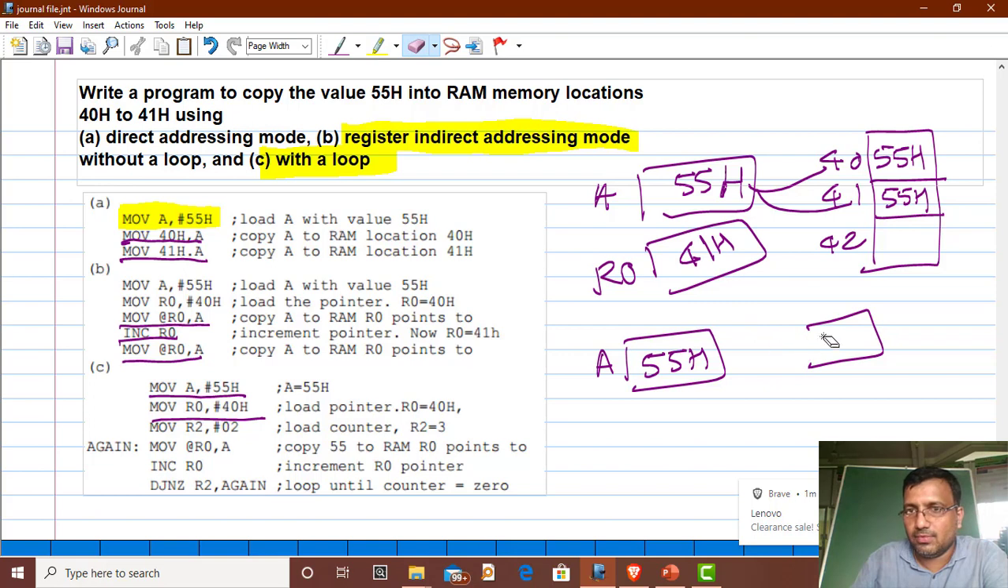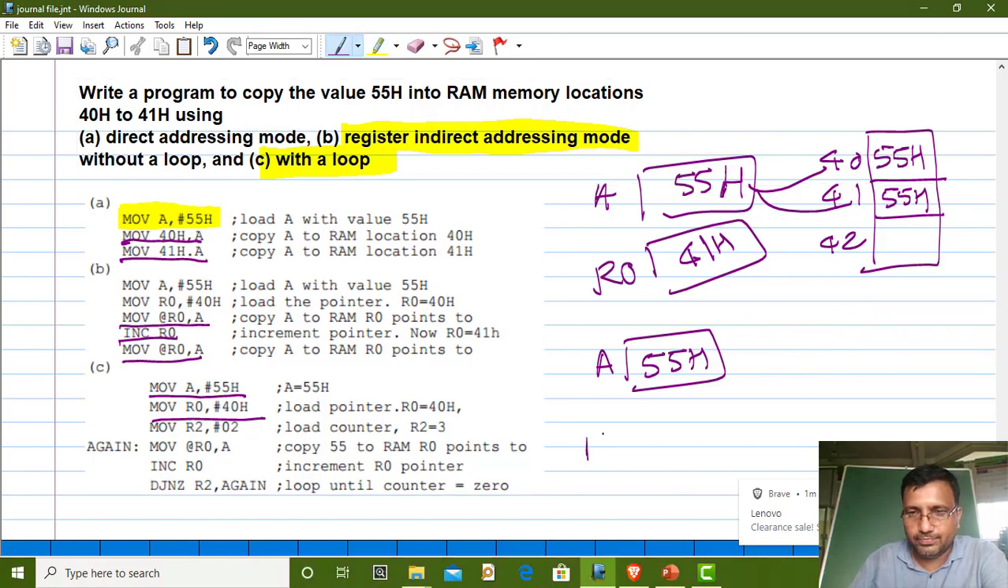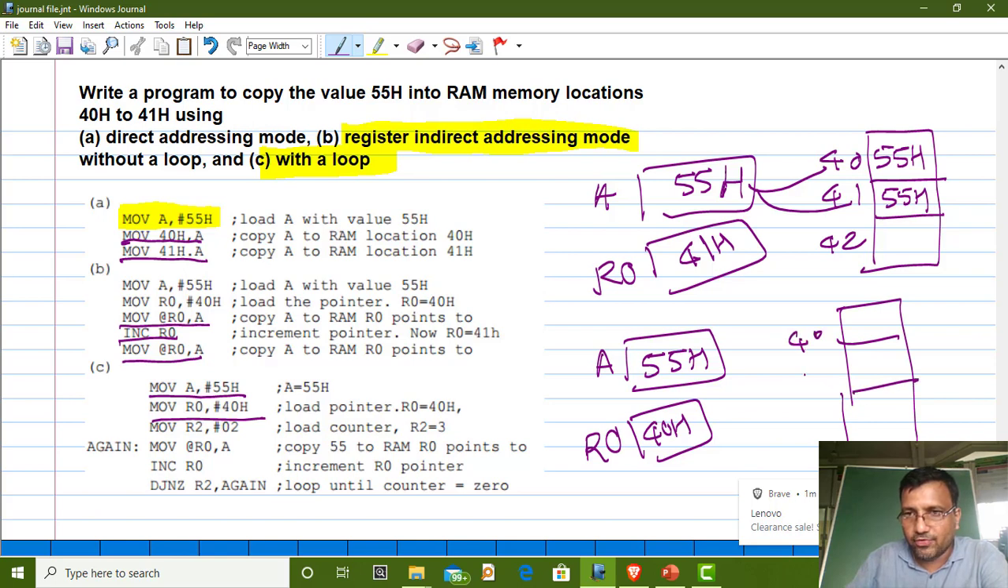So this is my R0. I have memory addresses here, so these are 40H, 41H and 42H. Okay, then we have another counter, R2. This is my other counter having 02, so this loads 02 into R2.